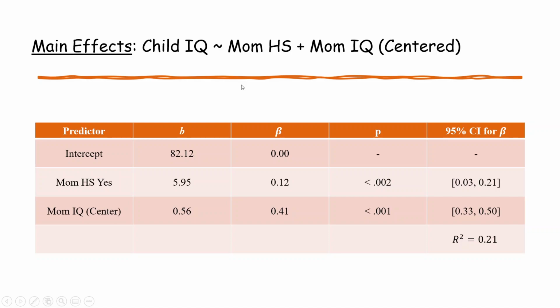Okay, and so this represents that first model where we fit the main effects of child IQ as a function of mom's high school and mom's IQ. And again, we were not including the interaction term. And so all I did was I just put in the unstandardized slopes, the standardized slope, the p-values for the significance of those main effects, and then the confidence interval for the standardized slopes. And we see that this model explained 20% of the variation in child IQ, or sorry, 21% of the variation in child IQ could be explained by mother's high school and mother's IQ, and again, without an interaction term specified.